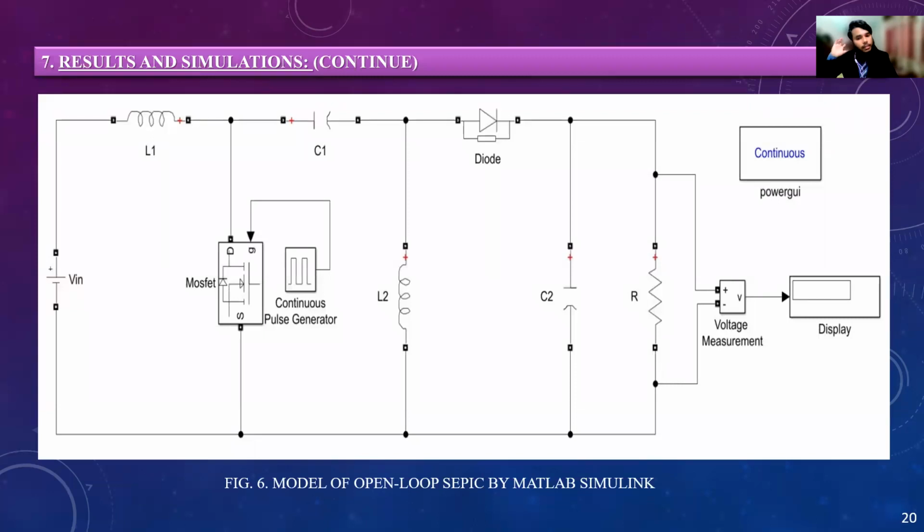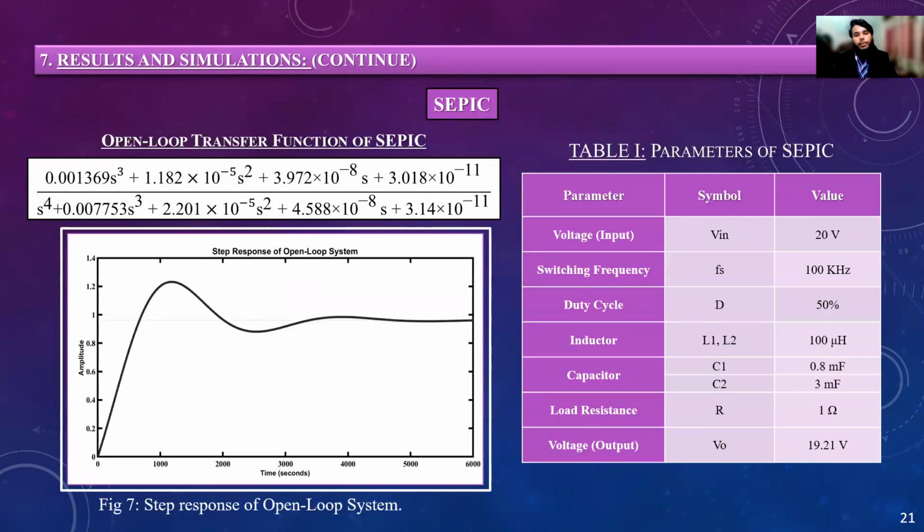This is an open loop SEPIC circuit done in Simulink, where a MOSFET is used as a switching device for reducing the switching power loss. These are the values of different parameters of the circuit, where the value of C1 is kept higher for having a low ripple voltage across C1. The transfer function and step response for the open loop system is shown here.